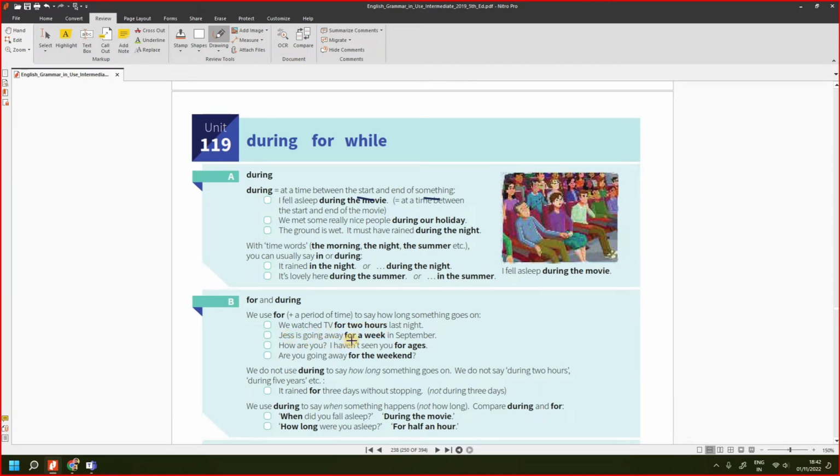Jess is going away for a week in September. So we are talking about a particular time. We are mentioning a particular week, that's 7 days. That is what is given here, and this is very different from the word during. Then, how are you? I haven't seen you for ages. That means it has been a lot of days or a lot of years since I have seen you, and it refers to a particular time.